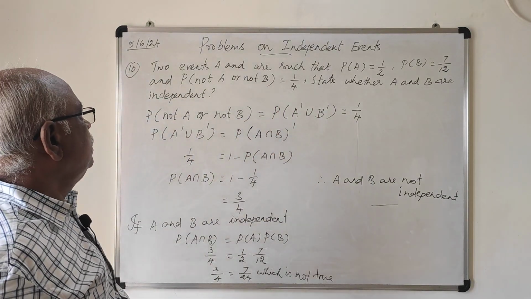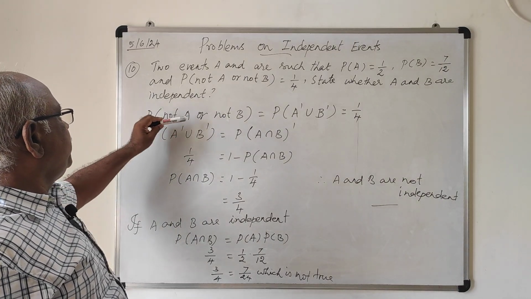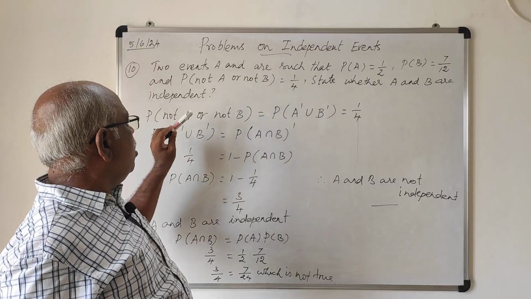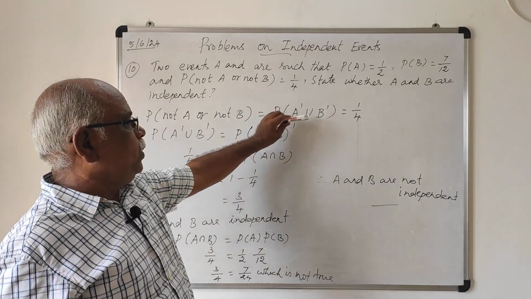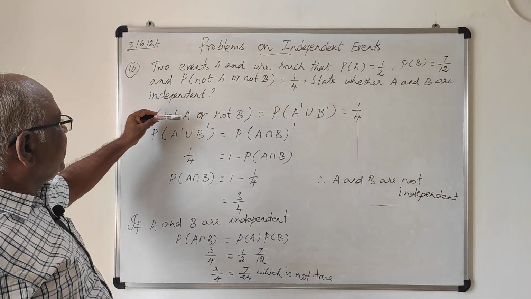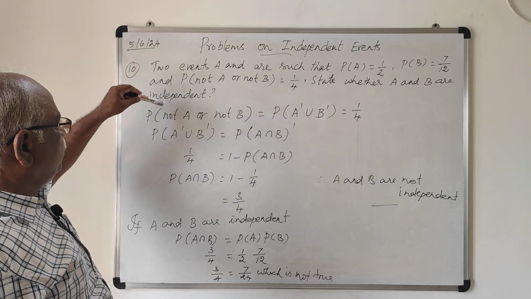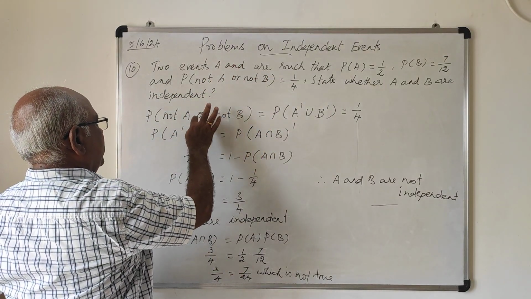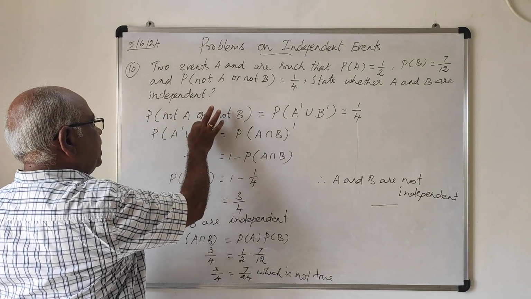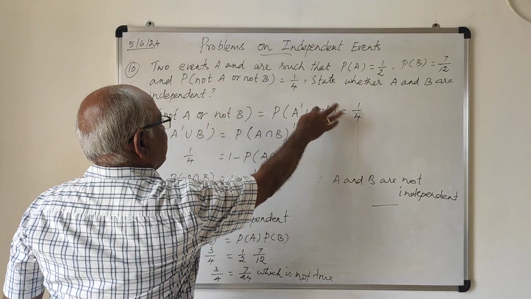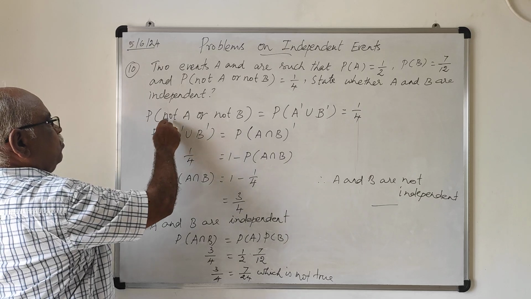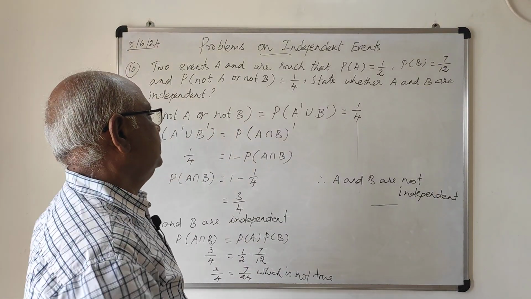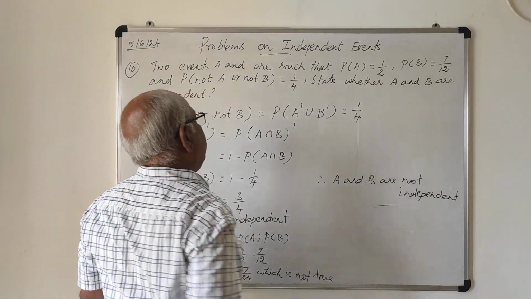That is the problem. You know that probability of not A or not B means not A is A dash, not B is B dash, and 'or' is union. Suppose here, if you have P of not A and not B, that is P of A dash intersection B dash. If instead of 'or' you have 'and', P of not A and not B means P of A dash intersection B dash. In the case of P of not A or not B, it means P of A dash union B dash. That is given as 1 by 4 probability.